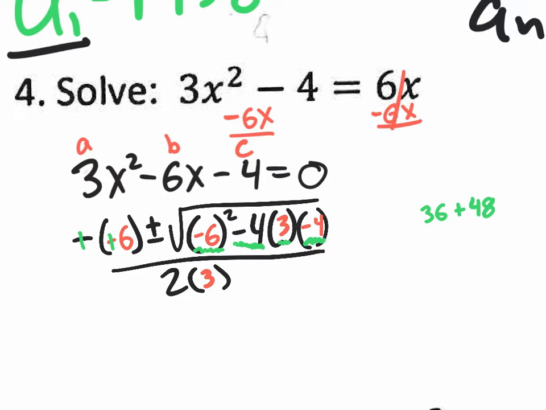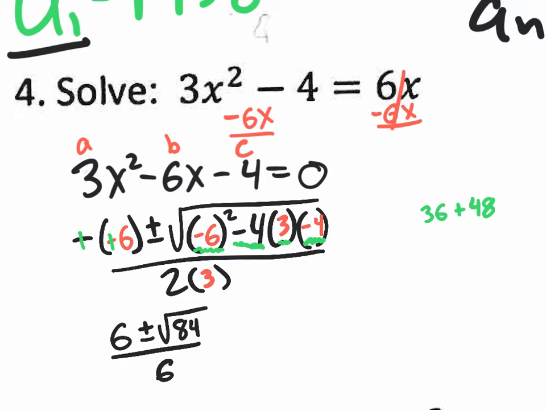What is 36 plus 48? That's 70, that's 80, 84. Okay, so my new quadratic formula simplification step is 6 plus or minus the square root of 84 divided by 6. Now, 84 is not a perfect square number. We need to either rewrite it with multiplication to get a perfect square number, or again, you could simply type in the square root of 84 with the Casio, hit equal, and it'll simplify it for you.